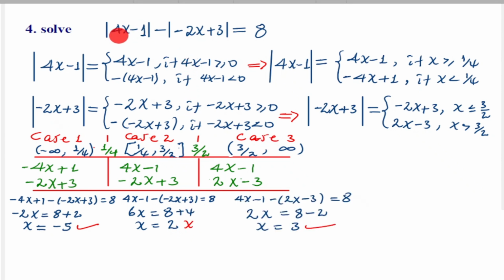Case 3, the output of this absolute value is 4x minus 1, minus the output of this absolute value, which is 2x minus 3, is equal to 8. 4x minus 2x is 2x, minus 1 minus of minus 3 is plus 3. It becomes 2. When we bring the 2 to the right, we get 8 minus 2, which is 6. When we divide both sides by 2, 6 over 2 is equal to 3. 3 is a member of this interval. x is equal to 3 is a solution. Therefore, the solution set is minus 5 and 3.